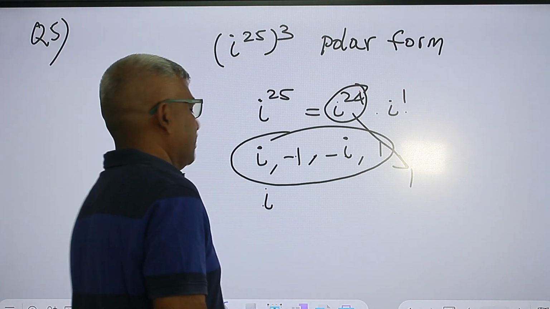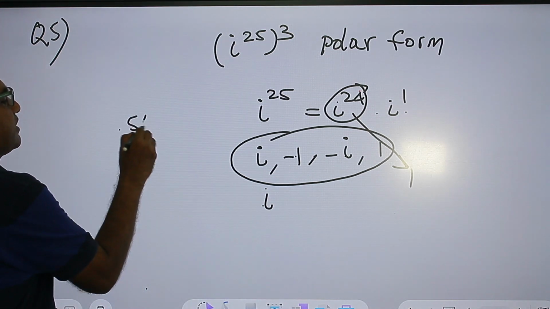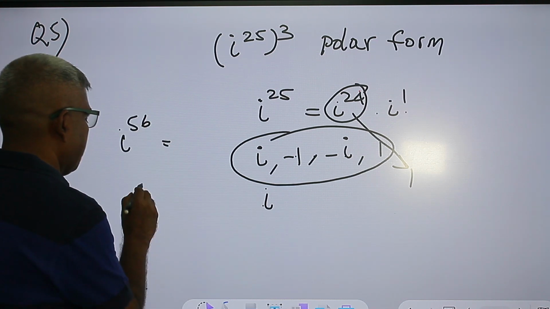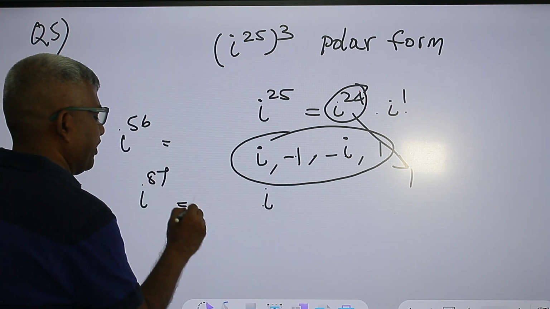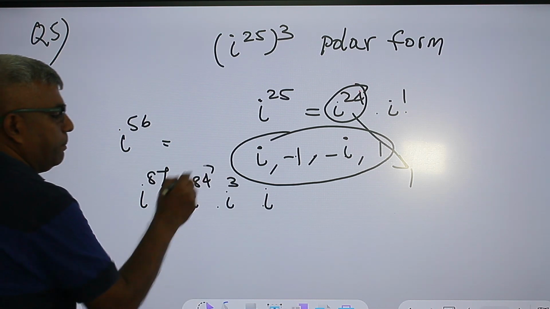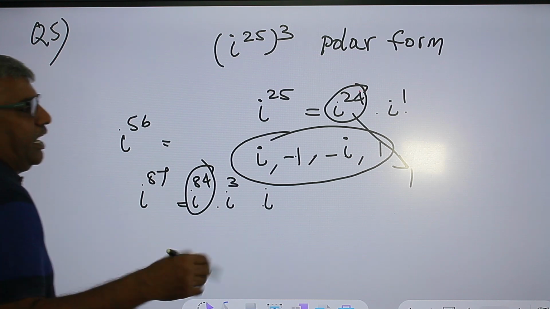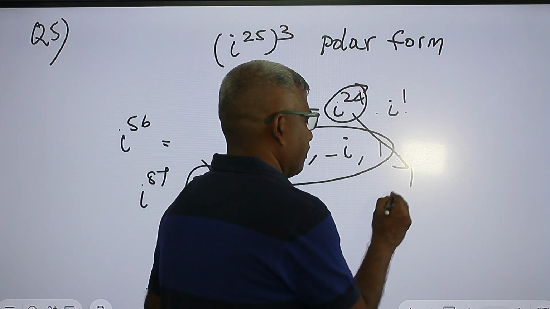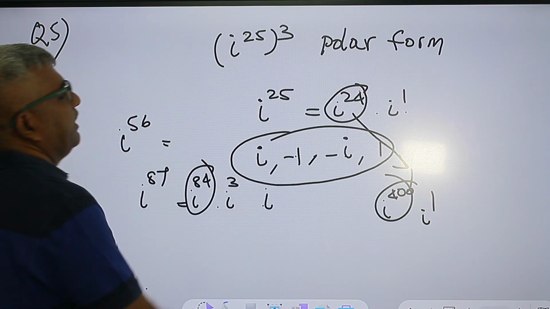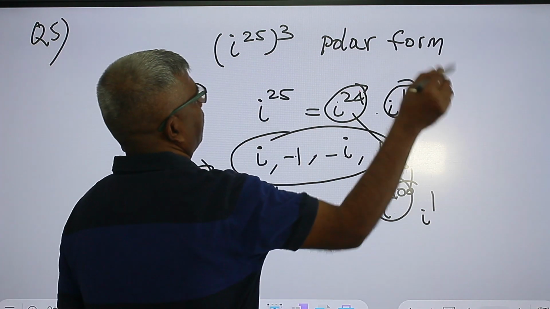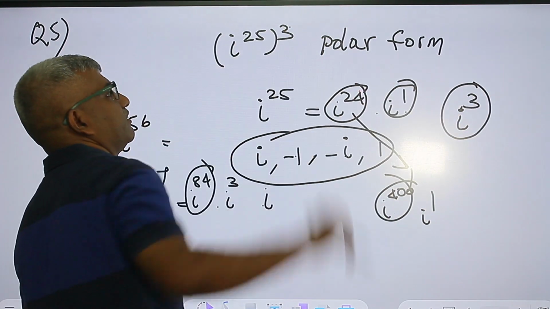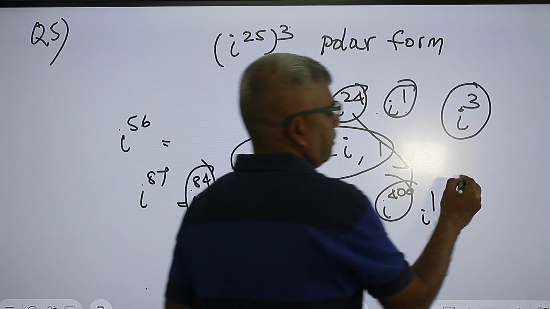Suppose it is i power 56. 56 means same only will come because it is divisible by 4. Suppose i power 87. You have to write i power 84 times i cubed. i power 84 is 1. Okay. i power 401: i power 400 times i power 1. Now i power 25 is i only. Then i cubed. Why i cubed here? i cubed, what is the value? Minus i.